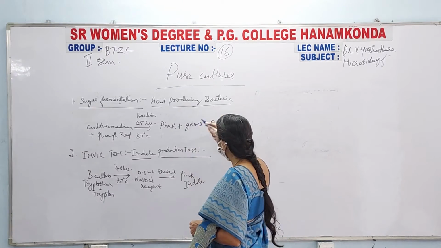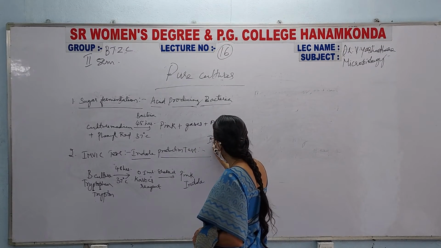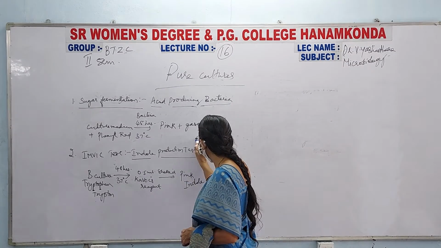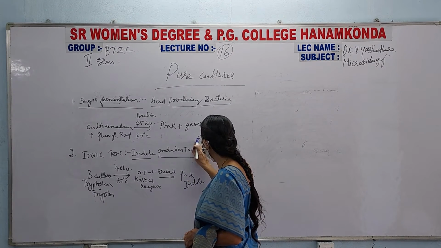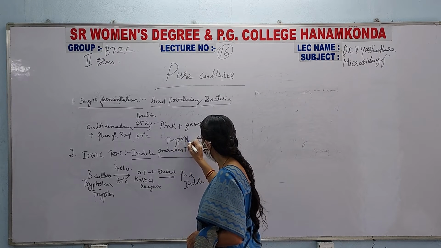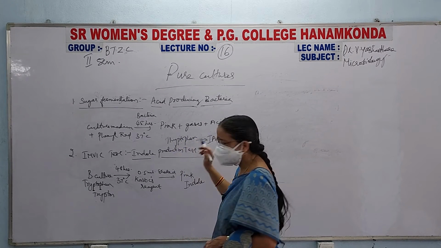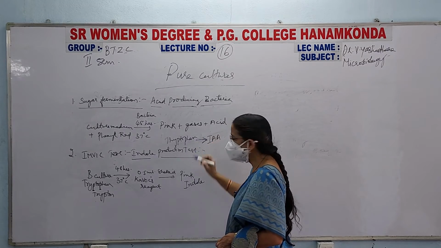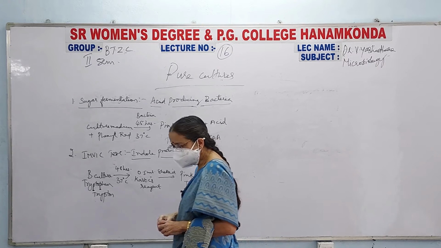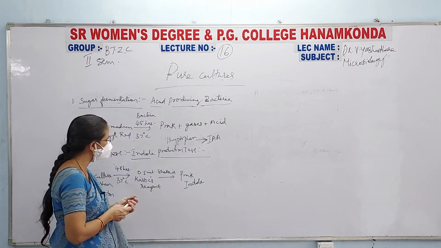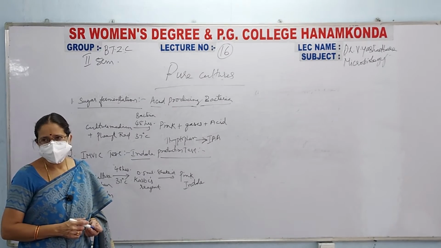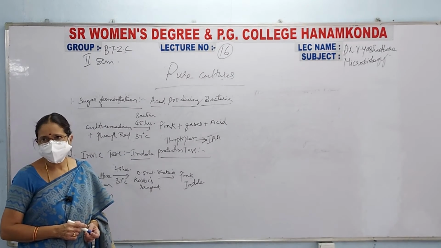In your MSc entrance you will be asked: IAA, that is indole-acetic acid, is produced from a precursor. What is that precursor? It is tryptophan. Tryptophan is the precursor for the production of indole-acetic acid. This is an MSc entrance question, so in your PG entrance you can expect it.